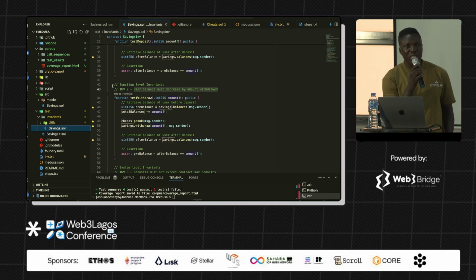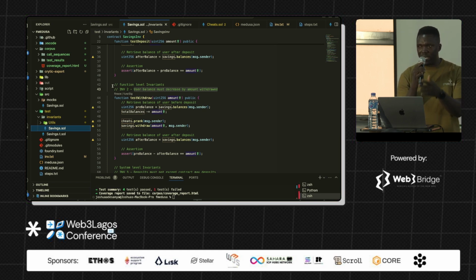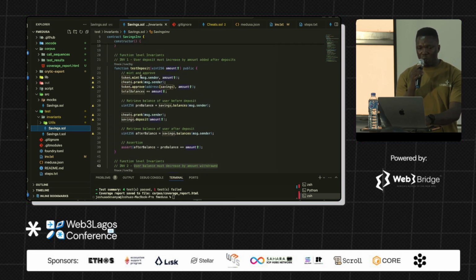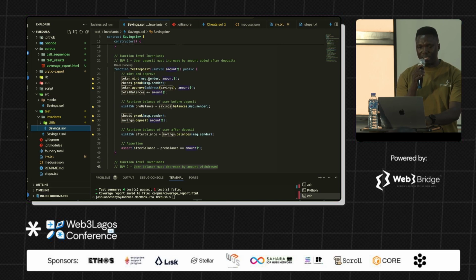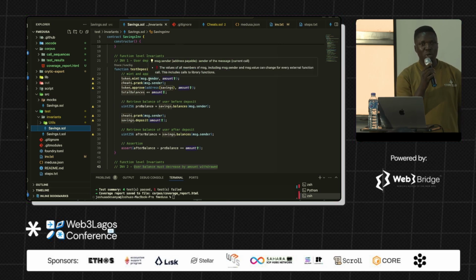So Medusa does something interesting: it calls all the functions that we have in this file randomly. It calls deposits, calls withdrawal. So what is happening here is that when I call this test deposit and I'm passing ms.sender, remember I mentioned that we have multiple users. So it calls all those users randomly, calls deposit. So the user already has some amount. Calls another one, he has some amount. Then calls another random user and calls withdraw.